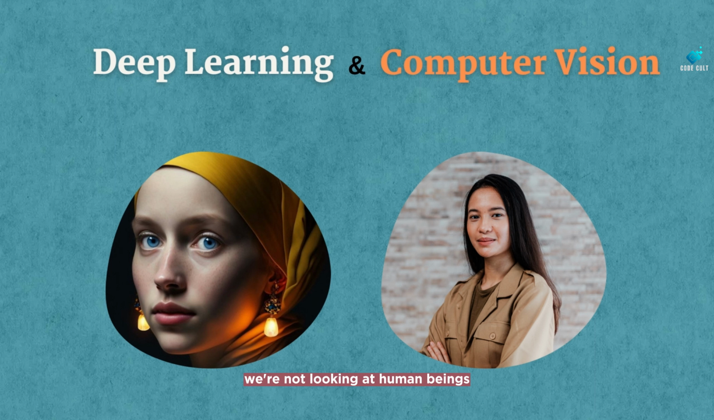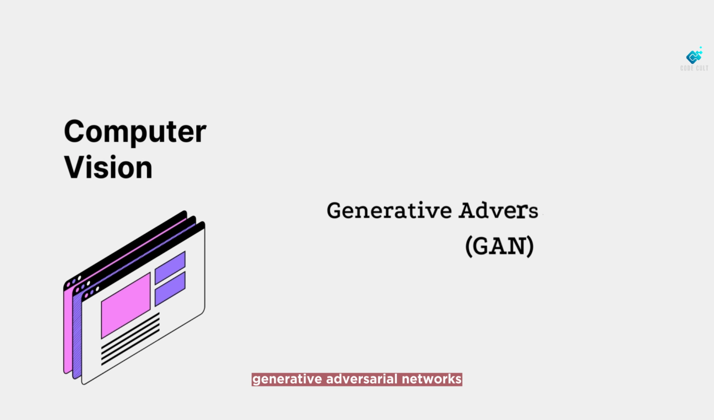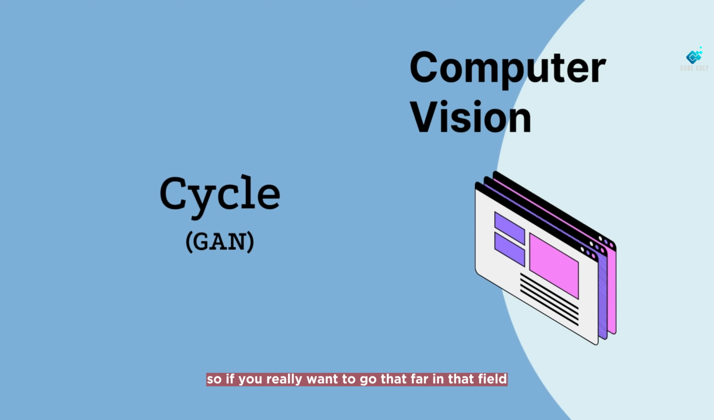We're not looking at human beings, we're looking at some people created by a computer, thanks to a computer vision model, or more correctly, a computer creation model, and these are the GANs, Generative Adversarial Networks, a super powerful deep learning model applied for computer vision, computer creation, and also you have the most advanced implementation of these GANs because they have several versions, which are the cycle GANs. So if you really want to go that far in that field, you have to go up to the cycle GANs.